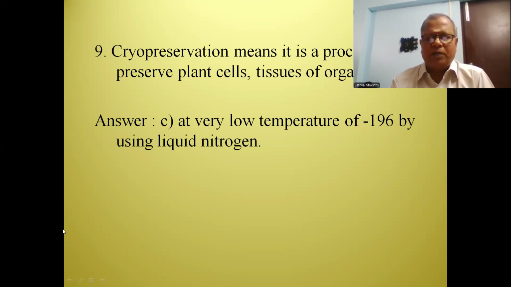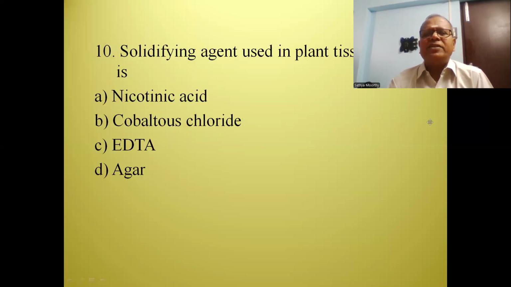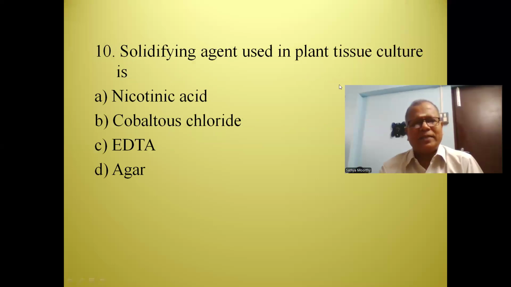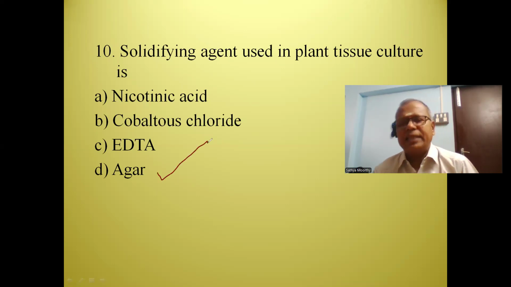I hope it may be the last question. Solidifying agent used in plant tissue culture. So the same question is asked in a different way. The solidifying agent used in plant tissue culture is agar-agar. Agar-agar is a gel-like non-nitrogenous substance extracted from the cell wall of red algae, Rhodophyceae members, used as a solidifying agent.